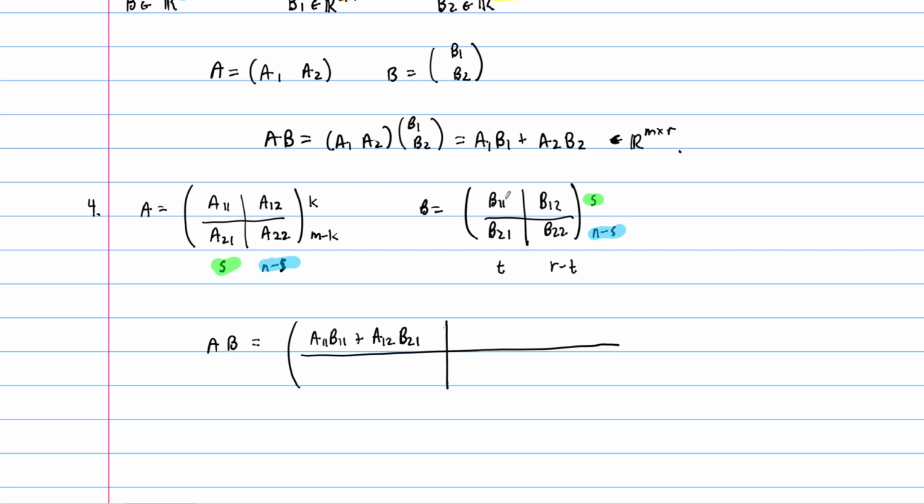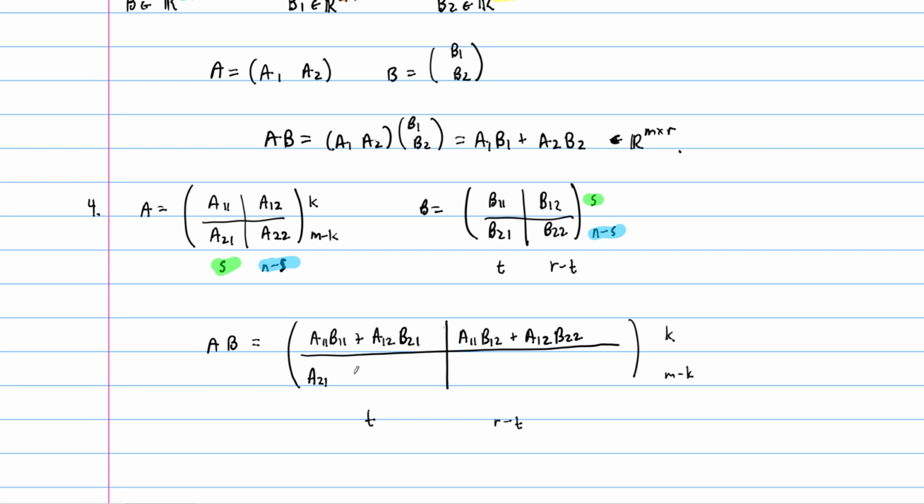K by T. You can see just by doing this. In the next entry, on the upper right, it's going to be K by R minus T. So again, K, M minus K, T, R minus T. What's going to end up here is A11, B12 plus A12, B22. Then you can check all these dimensions add up. It's all going to work out, and this matrix in this corner is going to be a K by R minus T matrix.